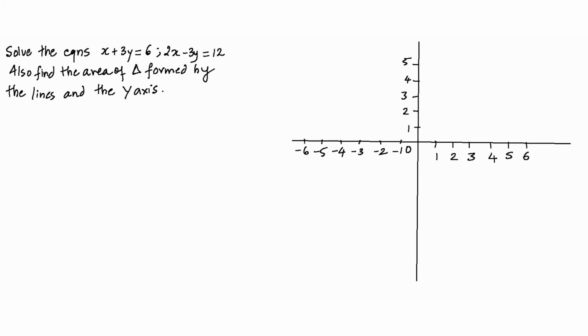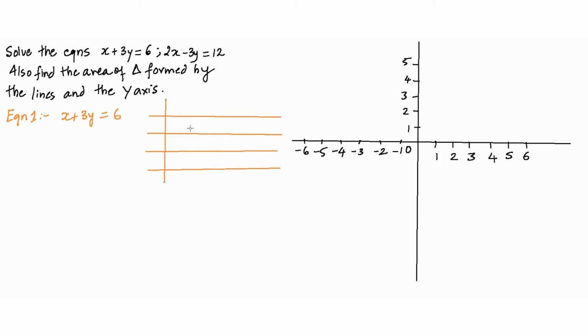Okay, so I have drawn the axis, and now I wish to draw the lines of this particular equation, right? So let's first take equation 1. Let us do all the working for equation 1. So equation 1 is x plus 3y is equal to 6. So let us make the table quickly. We should generally plot 4 points. So let's take x and y values.